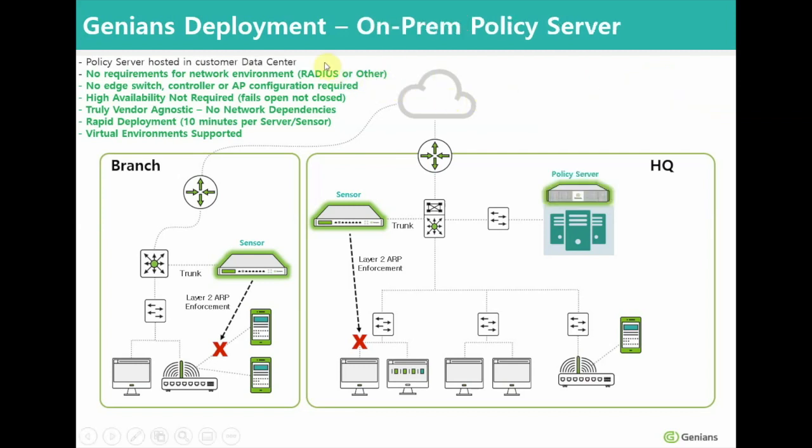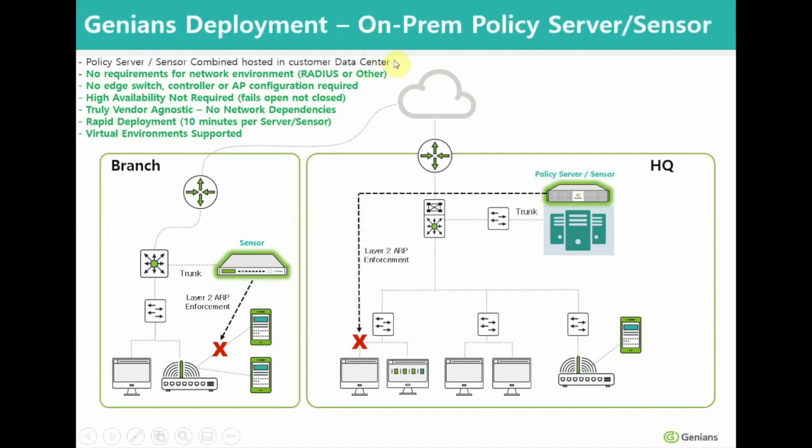In the next example, we are looking at an on-prem policy server hosted in the customer data center. This policy server can be deployed as a virtual instance inside of ESXi, for example, or on a physical server, typically deployed at the headquarters or main data center. As with the cloud deployment option, sensors will be deployed at various locations in the network topology as applicable. All of the same lack of requirements and vendor agnostic features we discussed for the cloud deployment model are also applicable here.